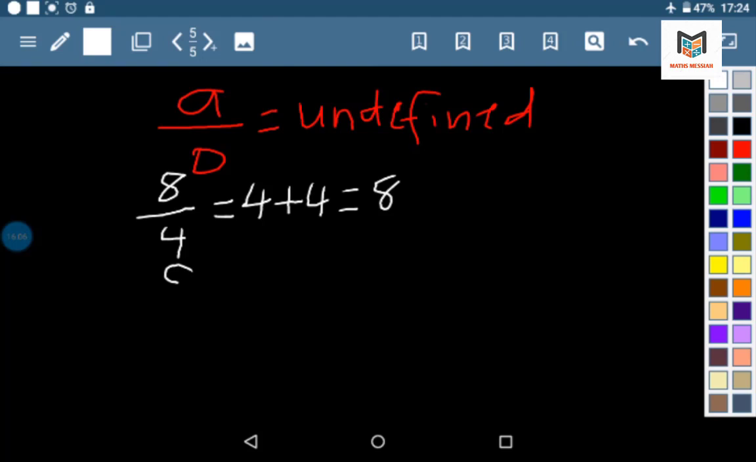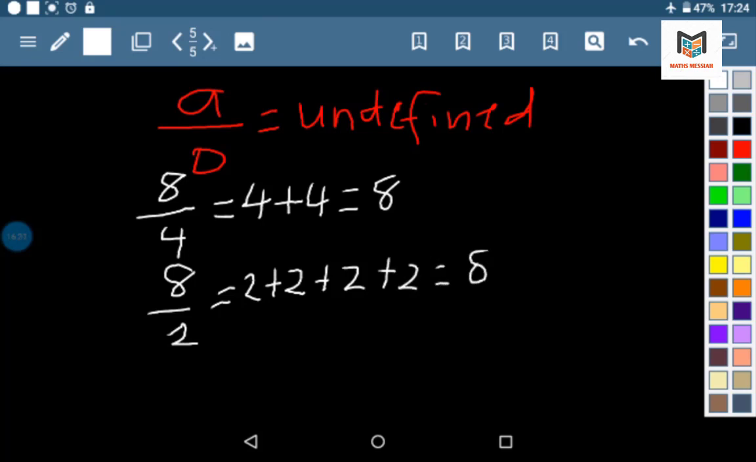Our second pattern will be 8 divided by 2. This means that we are going to add 2's till we get 8. So we have 2 plus 2 will give us 4, plus 2 will give us 6, plus 2 will give us 8. So it means that this and this, they are defined.